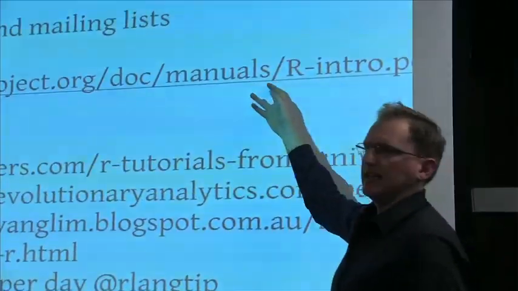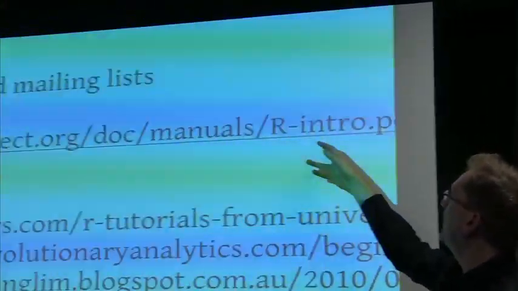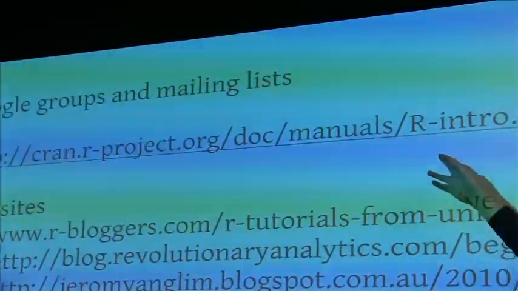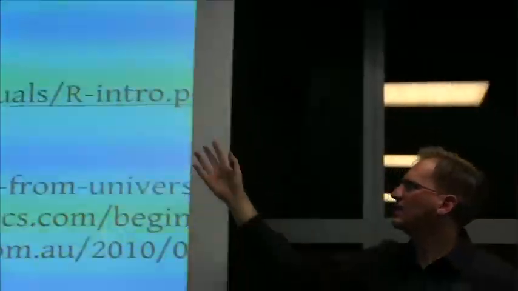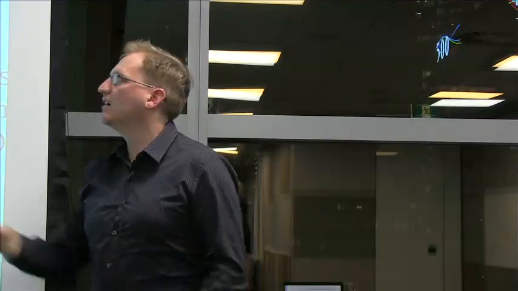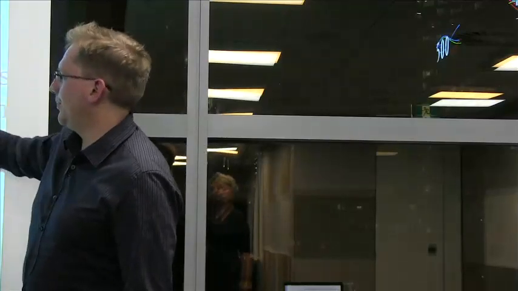On the CRAN site, there's a number of different manuals. One which I would recommend is the R intro, which I've got the full link to. And again, you can get the slides to get that full link. It's about 100 pages. It goes through everything we did tonight, but in much more detail, and fills in all the gaps of the stuff that I've glossed over. So if I was going to go to an intro thing to then start filling in some of the gaps and getting more detail in terms of what you've seen tonight, that's where I would go. But I've given some other links.